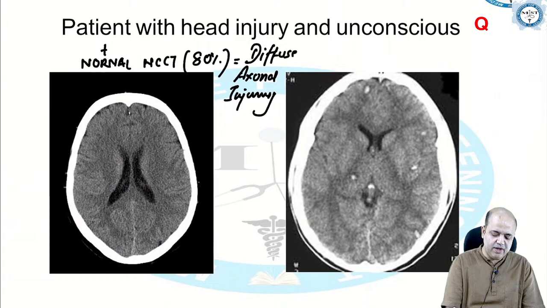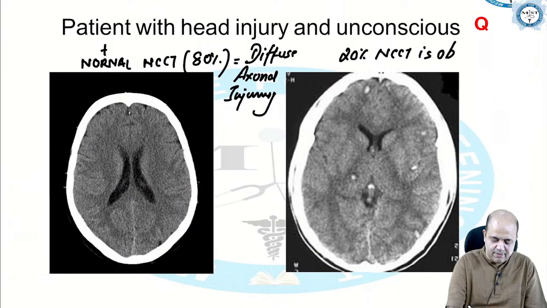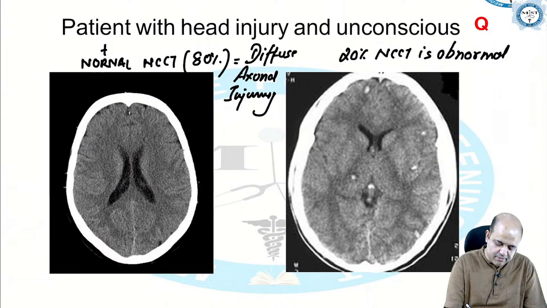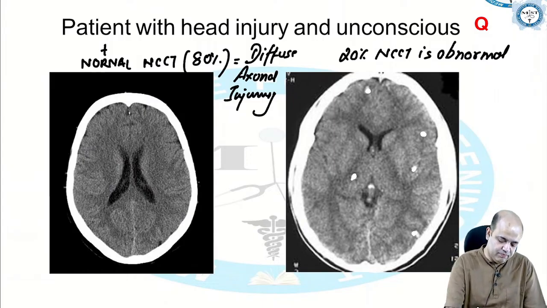What happens in the other 20%? In 20% of cases the NCCT is abnormal, and we have small hemorrhages. What are these abnormalities? Small, punctate hemorrhages at the gray-white matter junction, in the brainstem and in the corpus callosum.